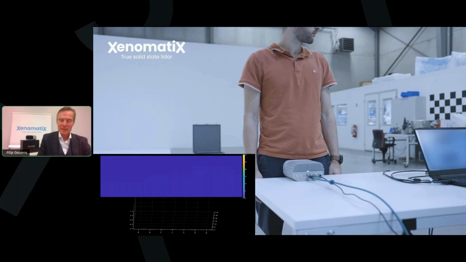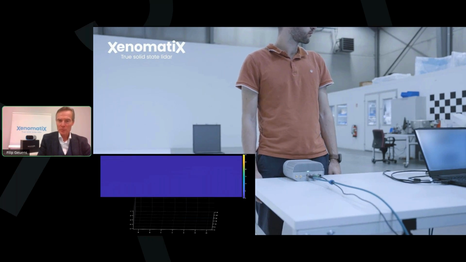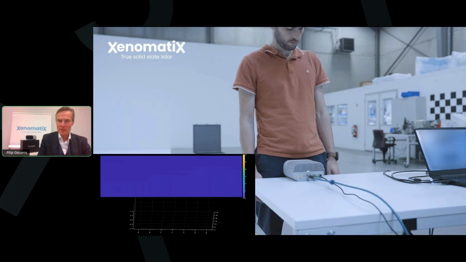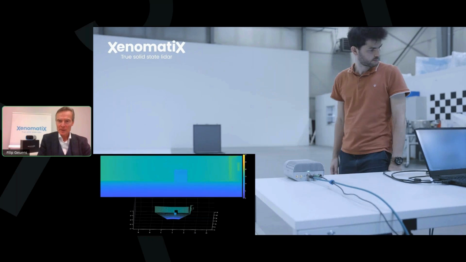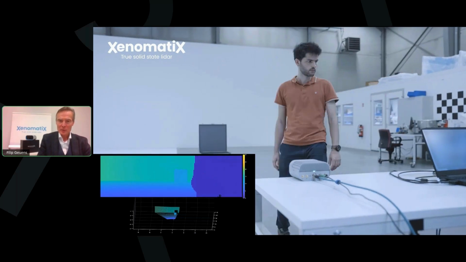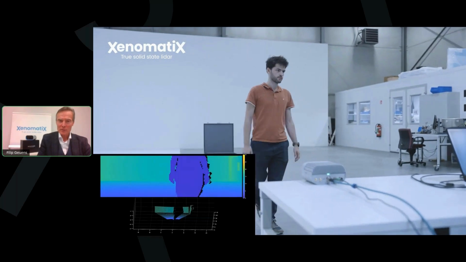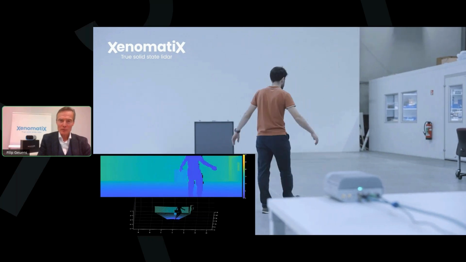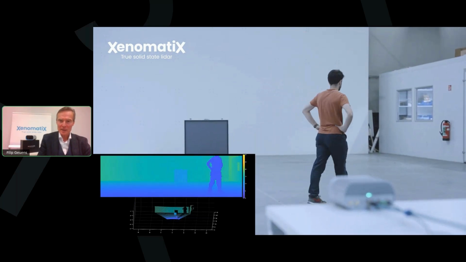The fact that the screen turns blue means that all measurement points are now very close by, only a few centimeters, but these are still valid measurements. And as soon as the person steps aside, again, the scene in the background is very well visible. And you can see the person and the low reflective target in the back at the same time.